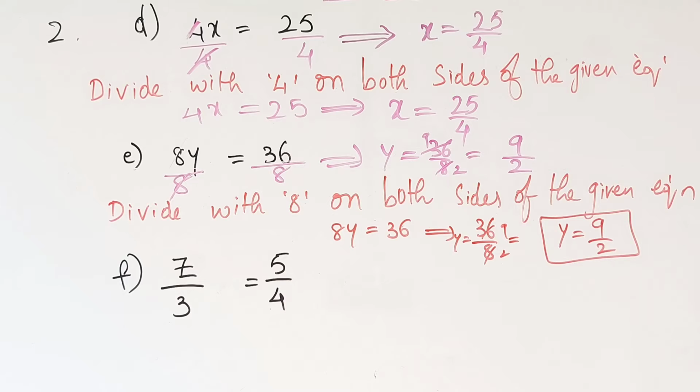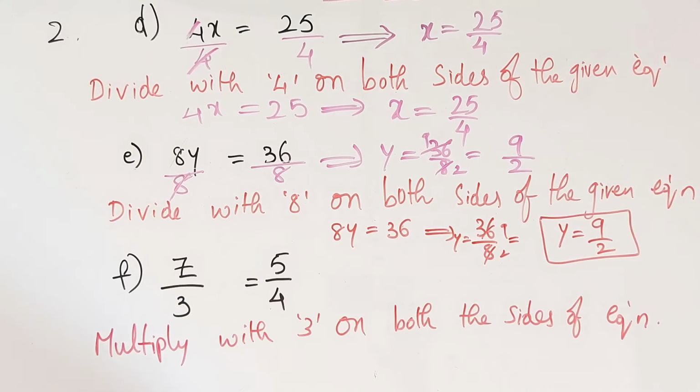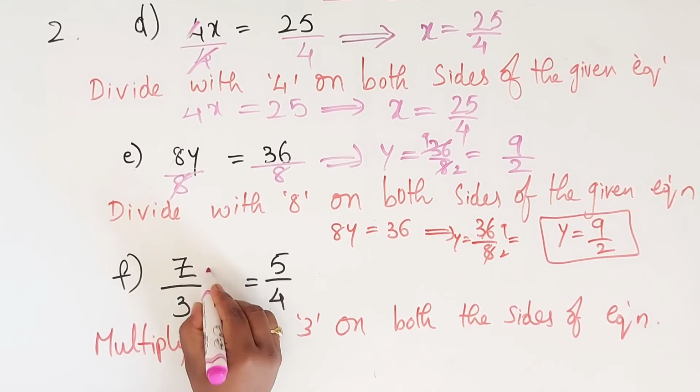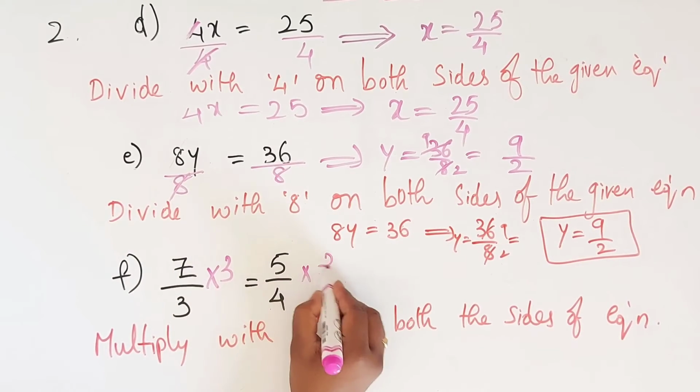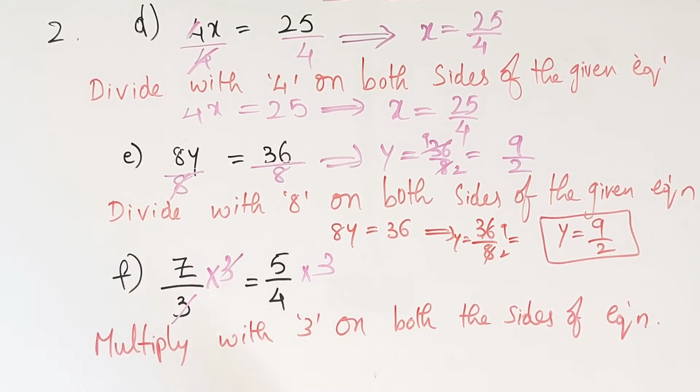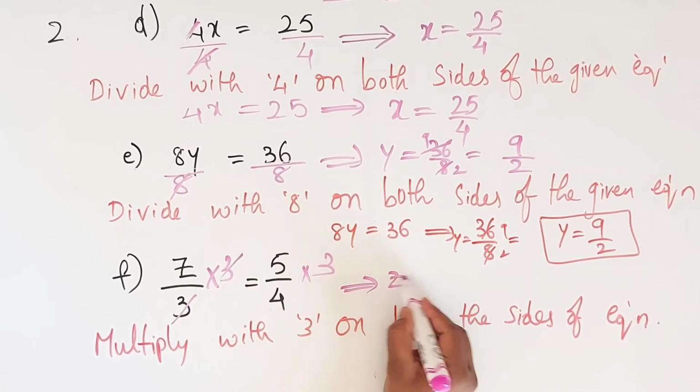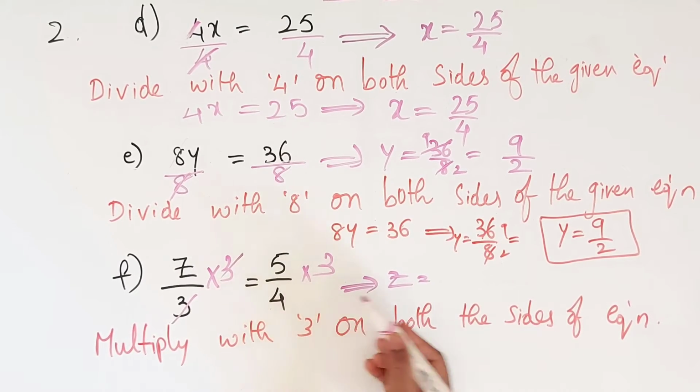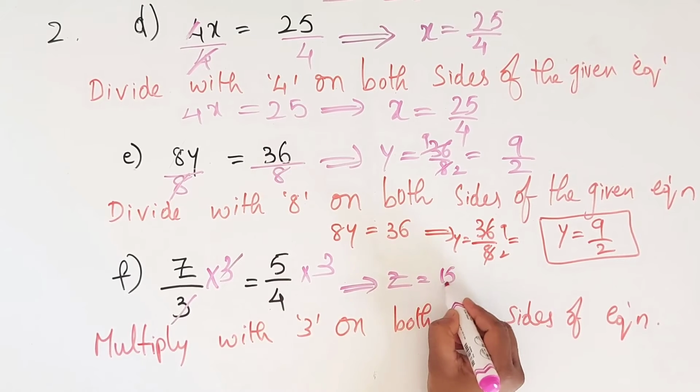Now question F, z by 3 equal to 5 by 4, children. Here 3 is dividing. We want to cancel this 3. We want only the variable, so we have to multiply by 3 on both sides of the equation, children. Now multiply by 3, into 3 here and into 3 here also. 3 will get cancelled, therefore z equal to 5 by 4 into 3. 5 3s are 15 by 4.